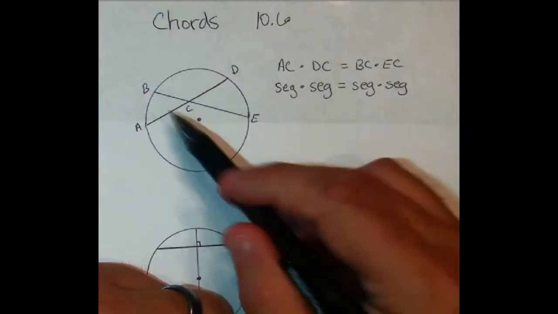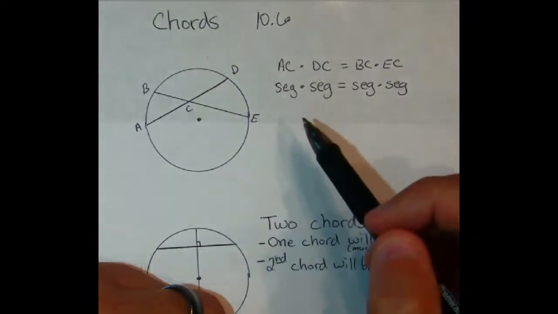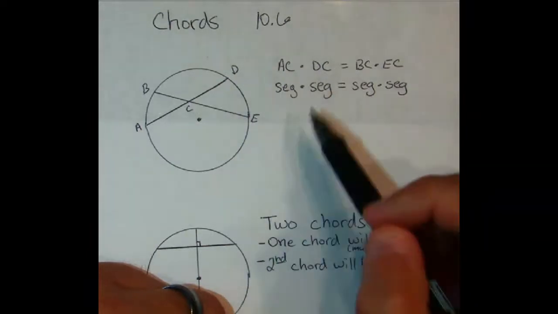Now when you have this scenario, you can find missing variables. So if you would, write this down, and when I get to example number 1, then I can show you how this works.